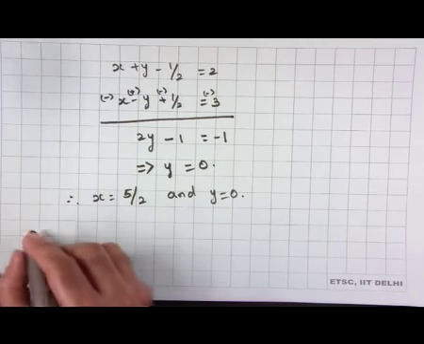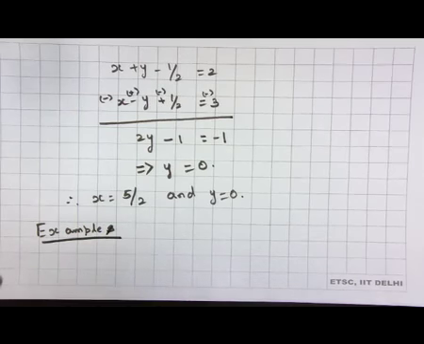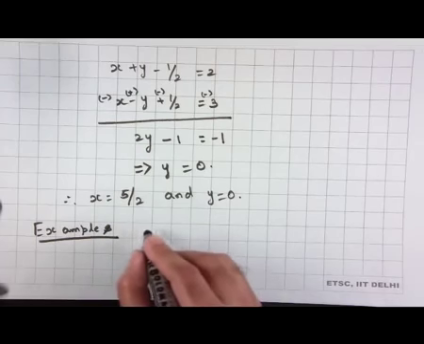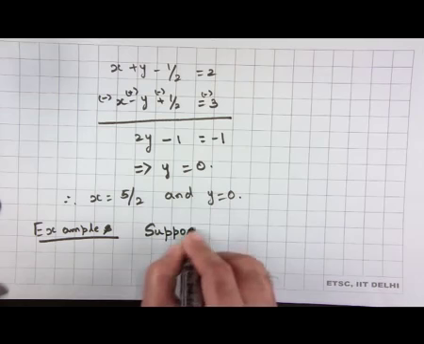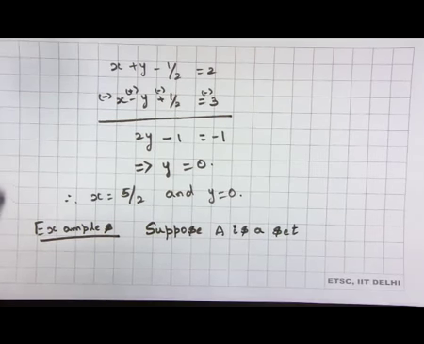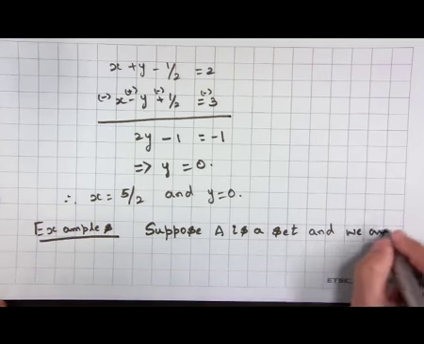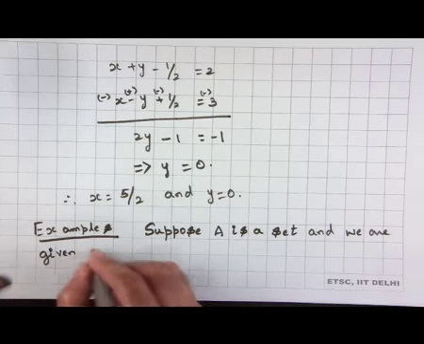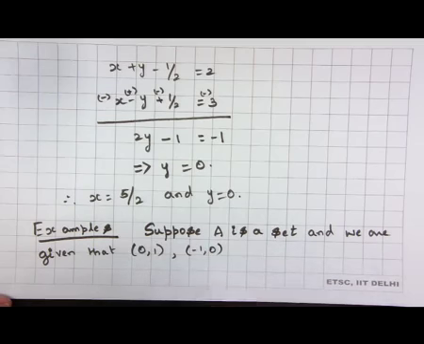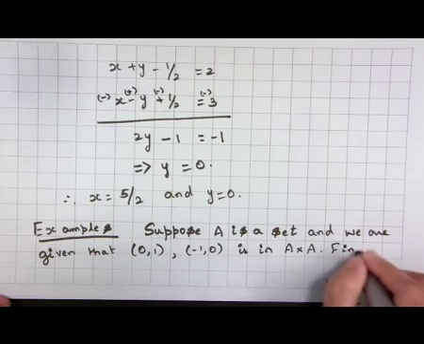Fine. Now, let us look at some more examples. Suppose A is a set and we are given that (0, 1) and (minus 1, 0) are in A cross A. Find A.